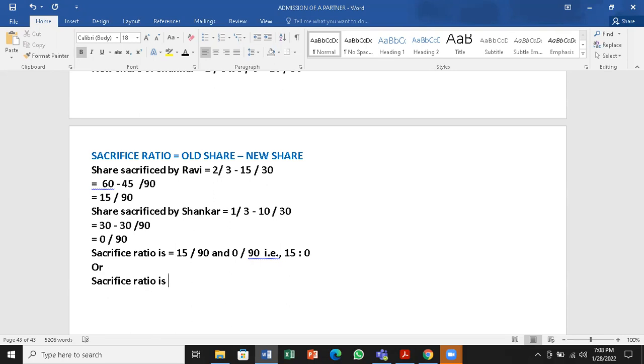Sacrifice ratio will be, 15 is common means, 1/6 and 0/6. That is 1:0. This is also the way we can do, but we have to simplify this 15/90 with a common number and we have to work therein. 15 is a common one, so it becomes 1/6.